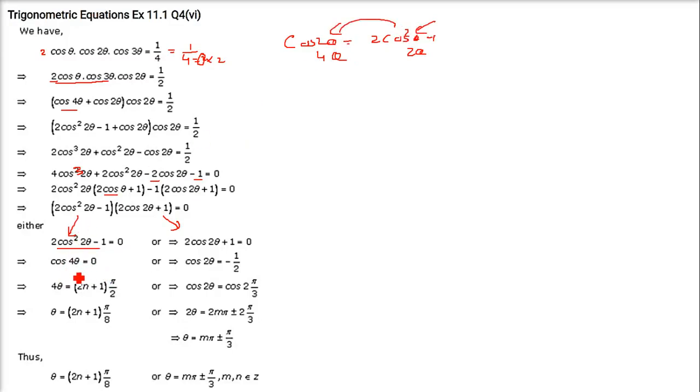So 4 theta will be equal to 2n plus 1 pi by 2. Divide both sides by 4. You get 2n plus 1 pi by 8. Here 2 cos 2 theta plus 1 equal to 0. Take 1 here, so it will be minus 1, and divide by 2. So cos 2 theta will be equal to minus 1 by 2. This is cos pi by 3 but with minus. You can write it as cos of pi minus pi by 3, because cos of 180 minus theta is minus cos theta. And pi minus pi by 3 is 2 pi by 3. So 2 theta will be equal to 2m pi plus minus 2 pi by 3. Divide both sides by 2, you get m pi plus minus pi by 3. So these are two solutions.